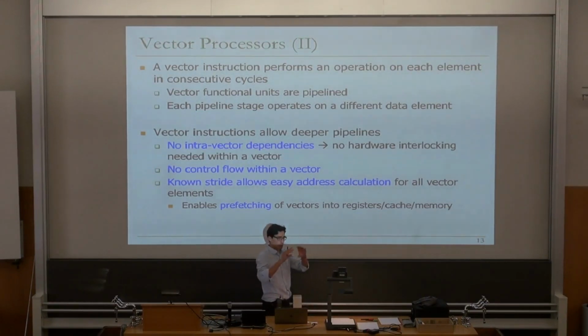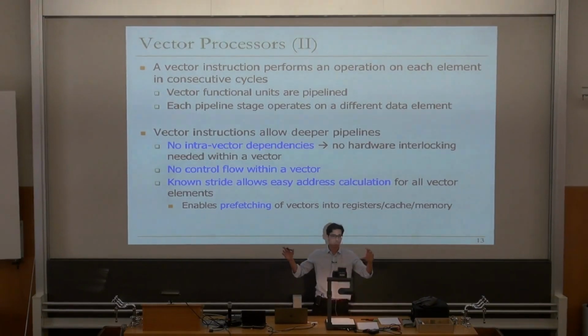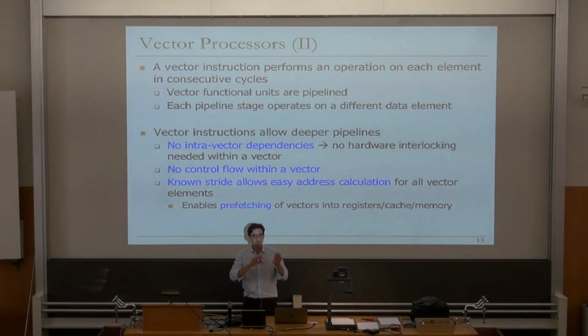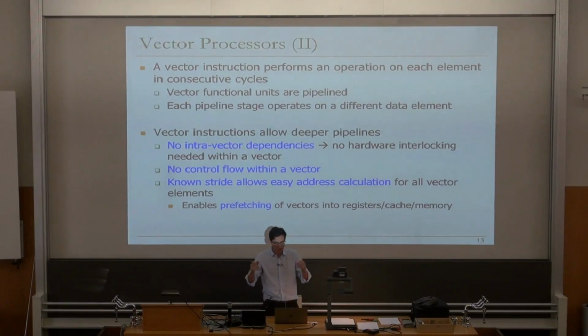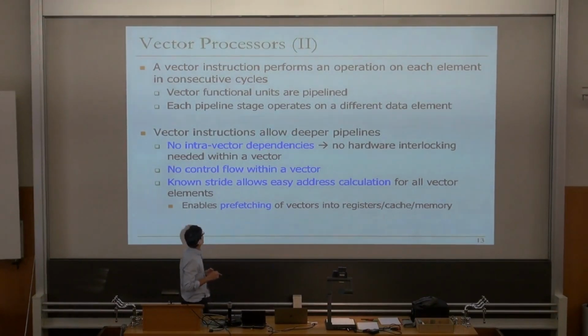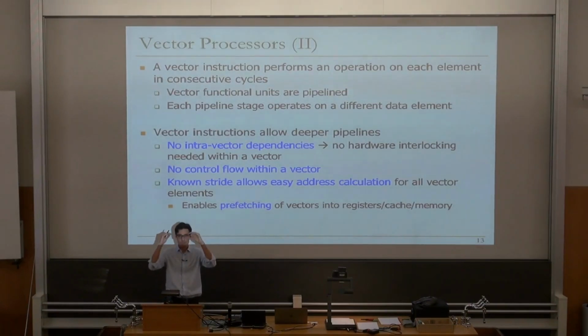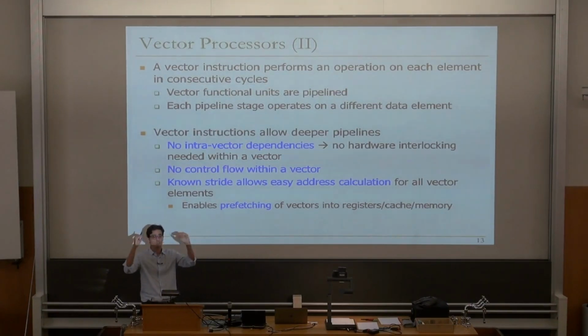So if we want to operate on, let's say, 4 elements, as we had in the previous example, where the vector length is 4, we should make sure that there are no dependencies between the operations that we are going to execute on the 4 elements that are in the vector register. Second, we won't have control flow within a vector, so there are no branches. The four operations are going to be executed at the same time.